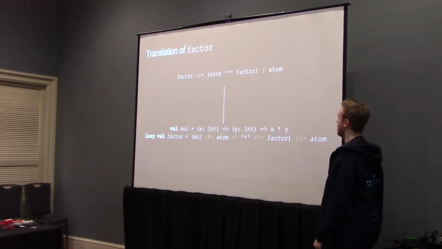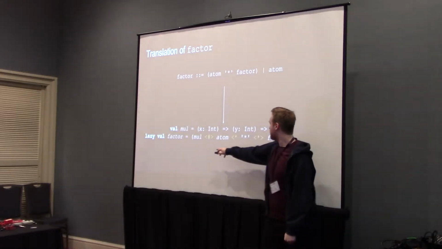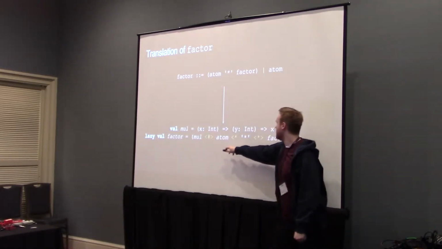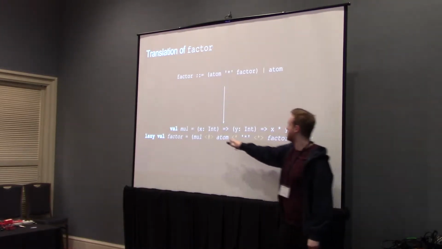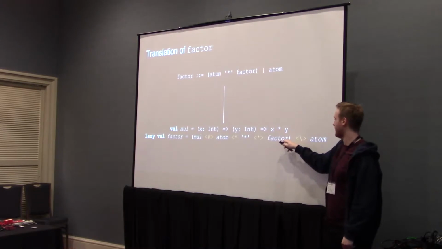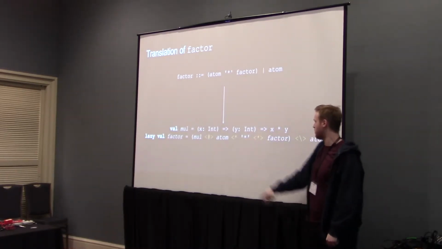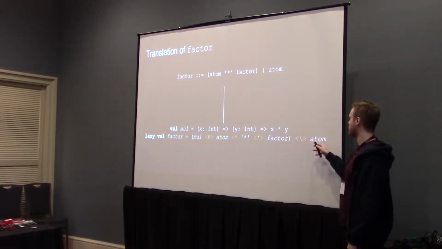Factor is, again, using these same combinators. It's saying, let's take a multiplication function and map it over an atom, and then apply that to a factor. Essentially, it's taking the binary operation and applying it to both things, and making sure that we can read a multiply in the middle. And if that fails, we'll read an atom.